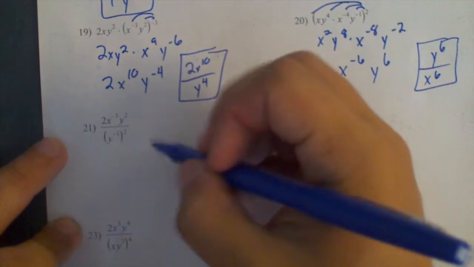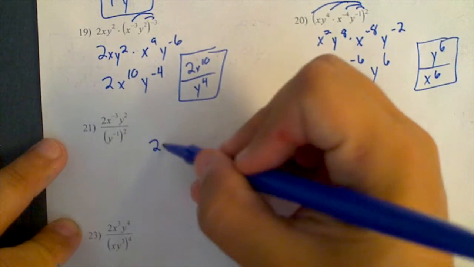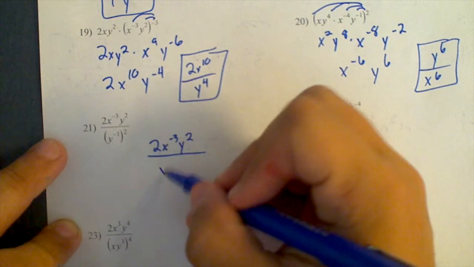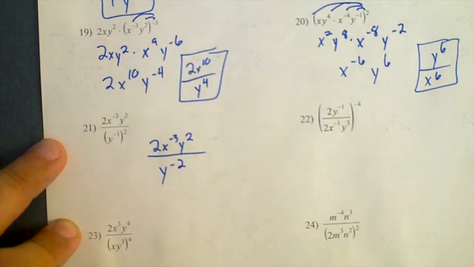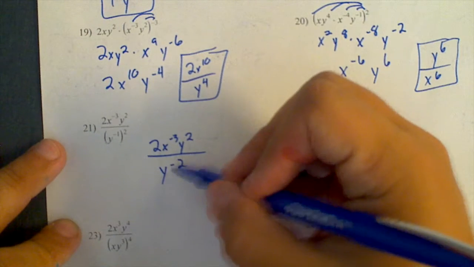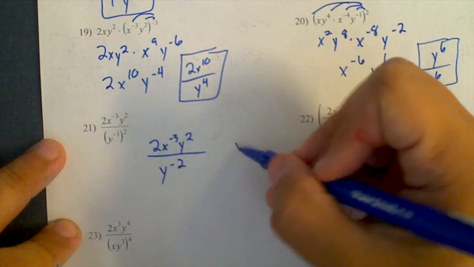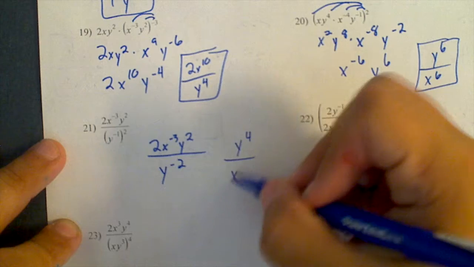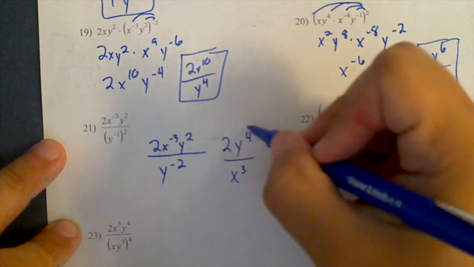Okay, just 4 more to go. 21, notice the top doesn't need to be simplified. The bottom does. Keep the base, multiply the exponents. A couple things are happening here. The y to the negative second on bottom moves to the top and becomes positive. The x to the negative 3rd moves to the bottom and becomes positive. The 2 stays right where it is.